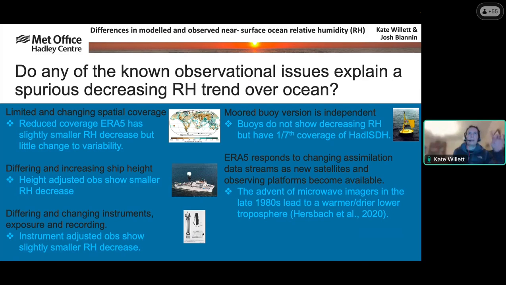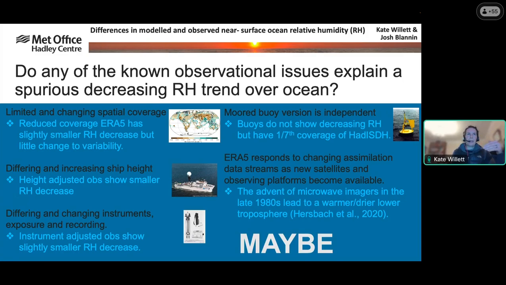And the answer here is maybe. We do have metadata for the observations, but it ends in 2014, so it's quite limited. And obviously the spatial coverage of the observations is very limited, so it's very hard to do any conclusive analysis on this. But we have looked at the spatial coverage, and we've compared ERA5 with full coverage versus HAD-ISDH. It doesn't make much difference.